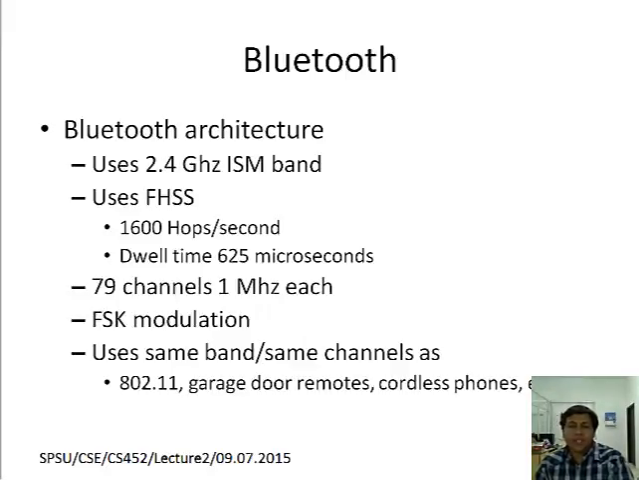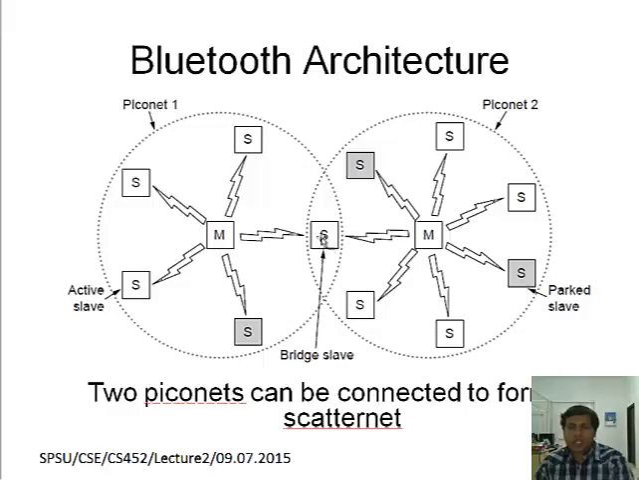We have already mentioned that Bluetooth uses a 2.4 gigahertz ISM band, and it uses FHSS. In the previous class we have already discussed what is FHSS. So this is the specification, and in such cases 79 channels with 1 megahertz each can be connected with FSK modulations. Now this is all about Bluetooth architecture.